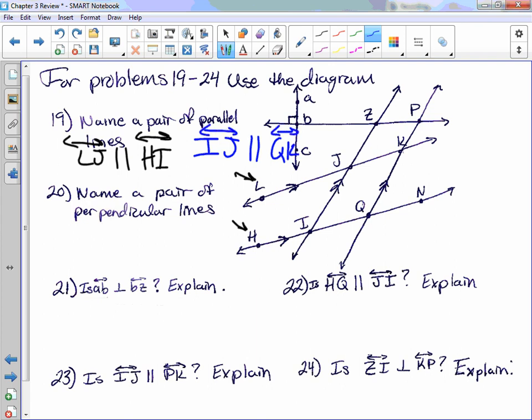And make sure to put the line markers, because since they are lines, we need the line markers above them. I will take off a half a point or a point if those aren't included. So make sure to have those. Perpendicular, there's only really one set of perpendicular lines. AB is perpendicular to BZ because it has the right angle marker, yes? So we know that those are perpendicular.